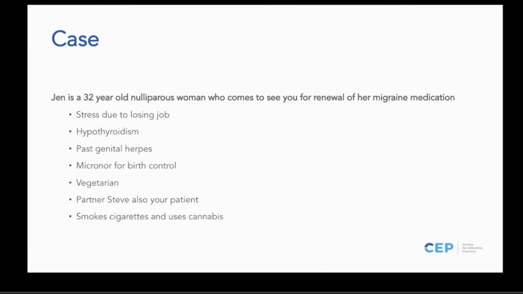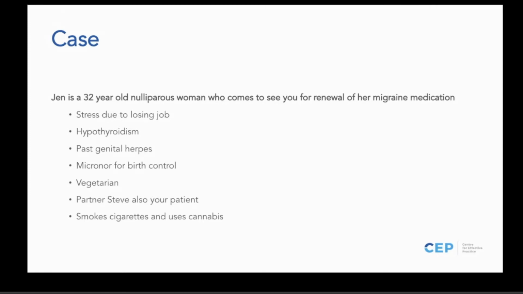On further questioning, when you ask about her reproductive life plan, Jen states that they were thinking of starting a family soon, but now they don't know if the timing is right. Jen has hypothyroidism, which is treated with thyroxine. She has had genital herpes in the past, but no recent outbreaks.